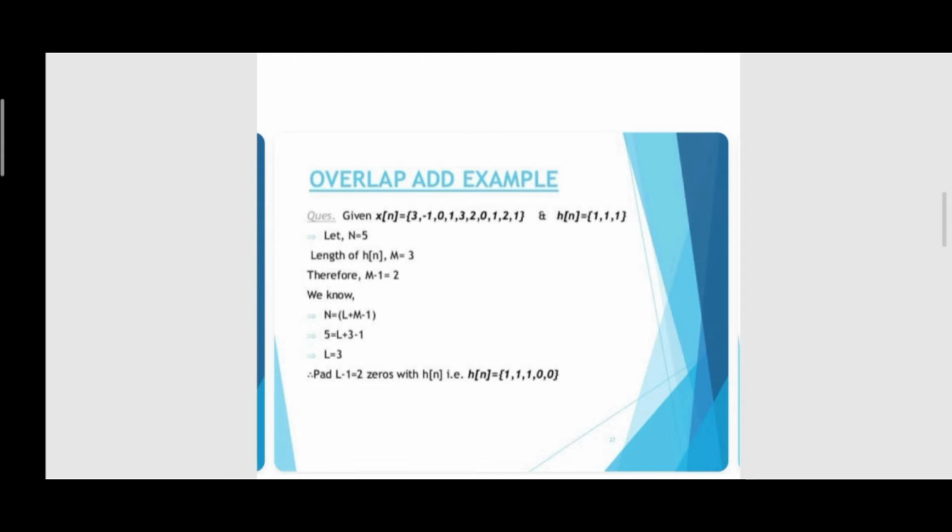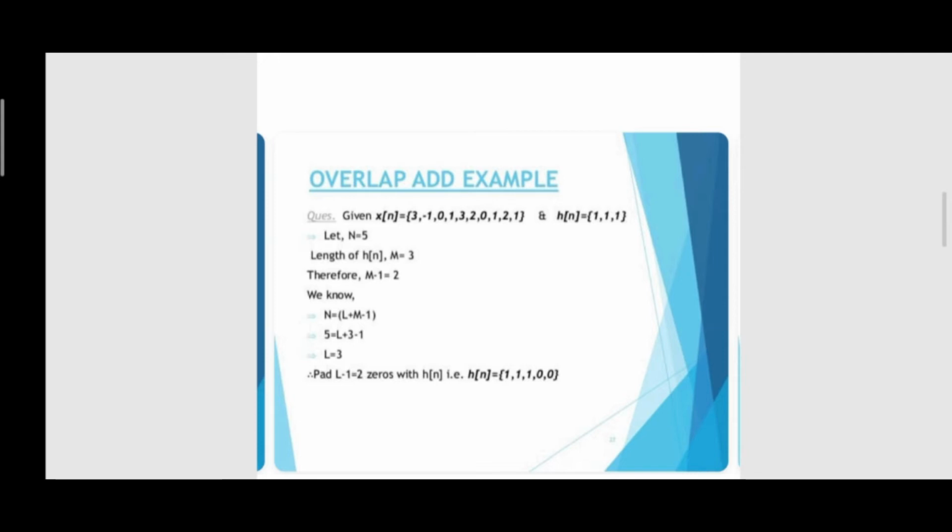The x of n is equal to 3, minus 1, 0, 1, 3, 2, 0, 1, 2, 1. This is the larger sequence, and h of n is equal to 1, 1, 1. This is the smaller sequence. In this smaller sequence, the number of samples in the impulse response is denoted as m.